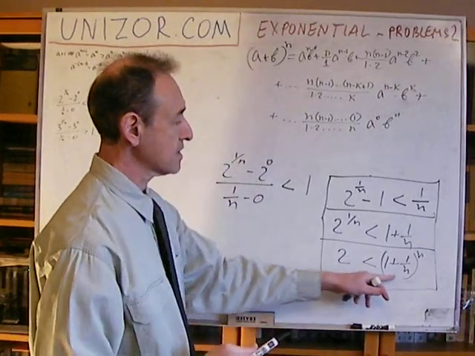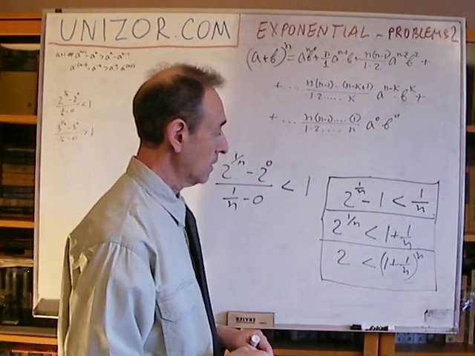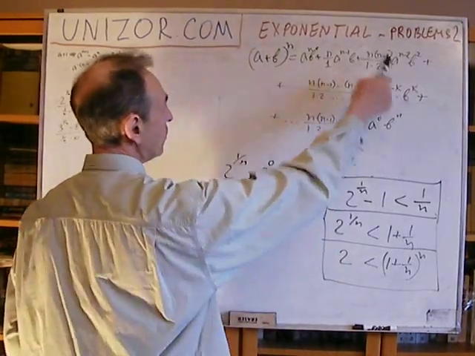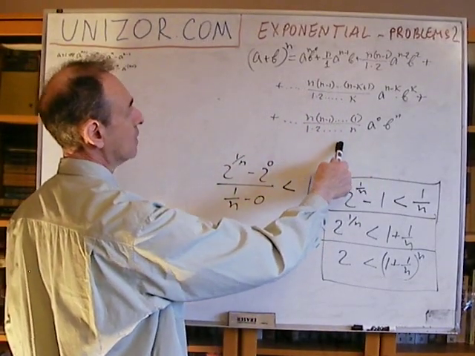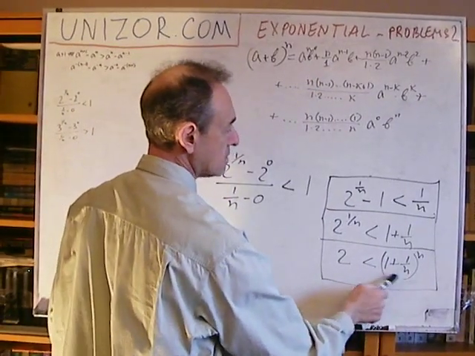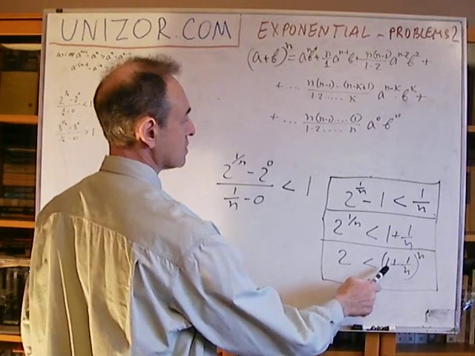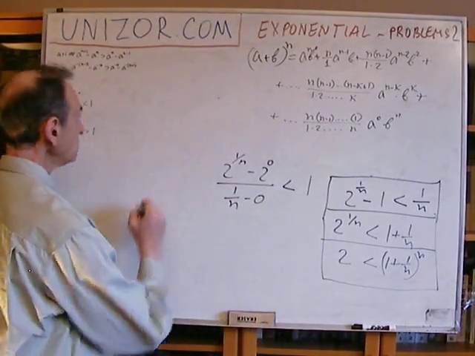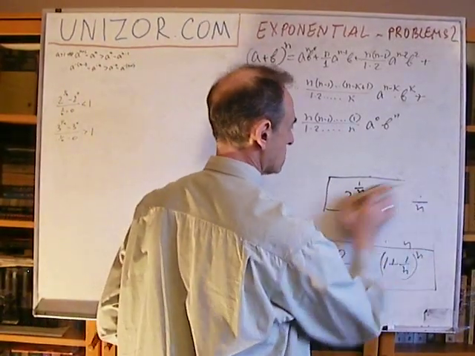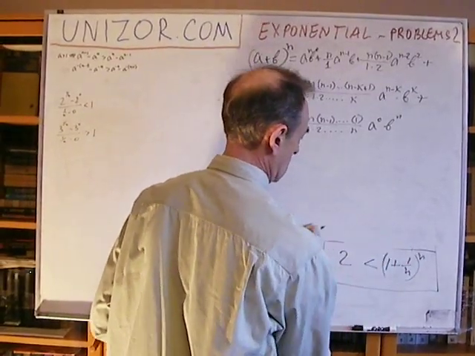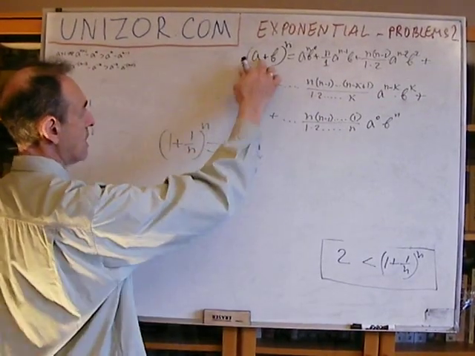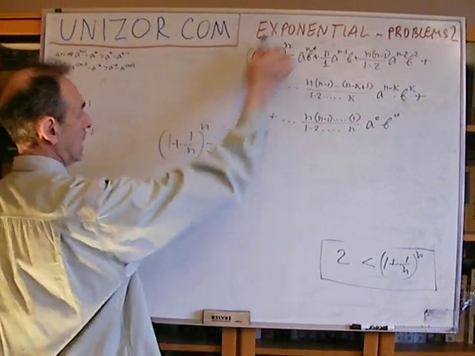I'm going to use it for this particular expression, and it's quite obvious that right now, if I drop all the members of this formula, which are all positive, by the way, except the first two, I will leave in this formula only the first two members. So, 1 plus 1 over n to the power of n equals. So, a is 1, b is 1 over n, and n is n.